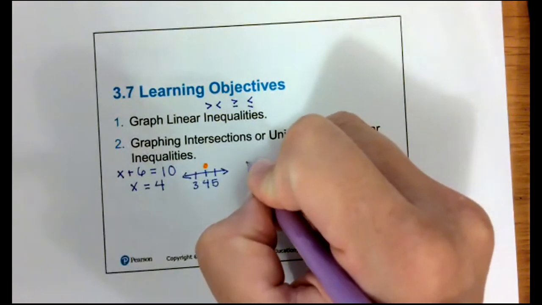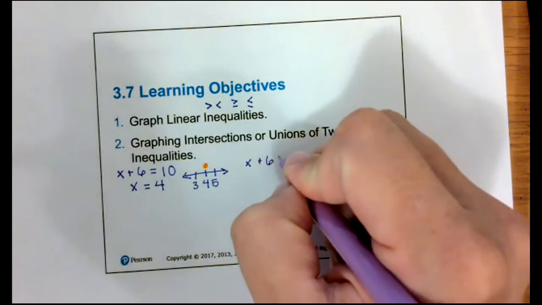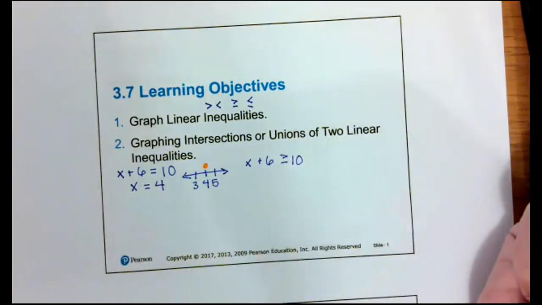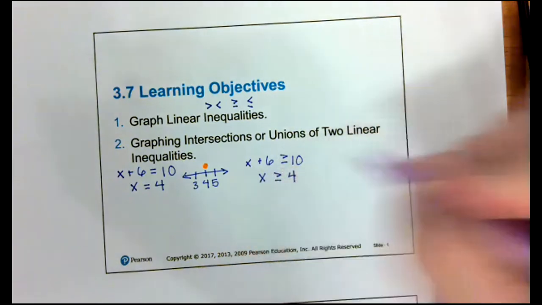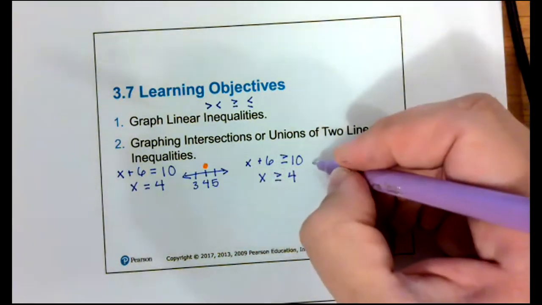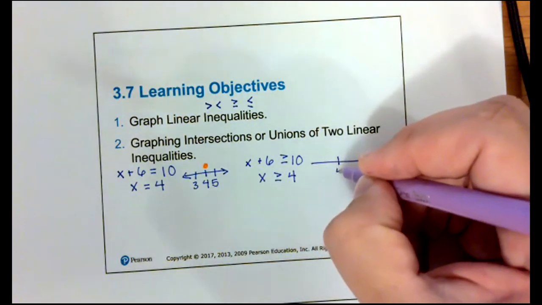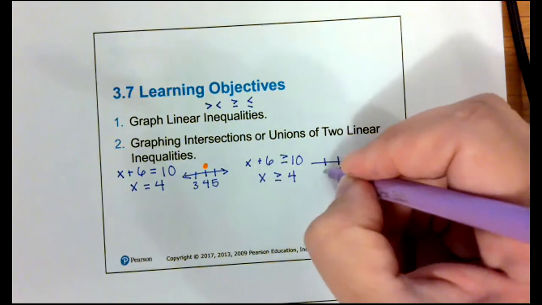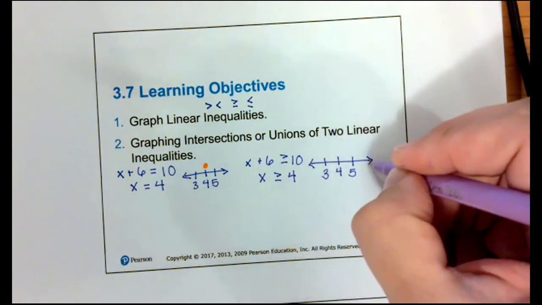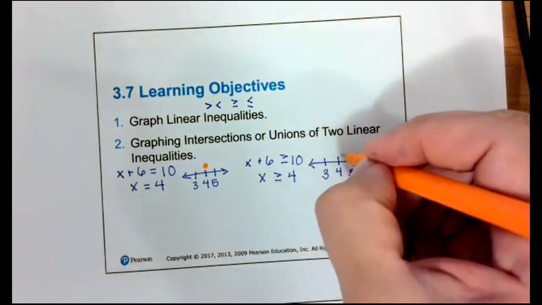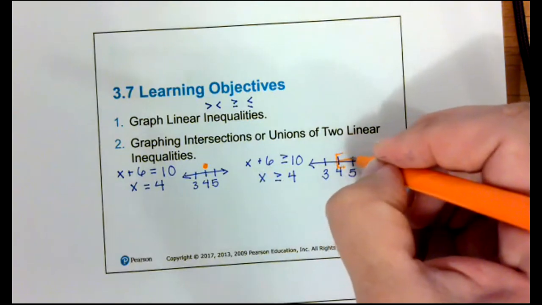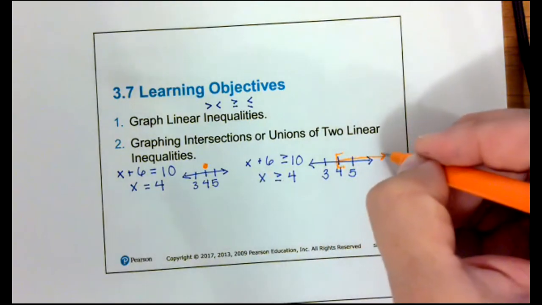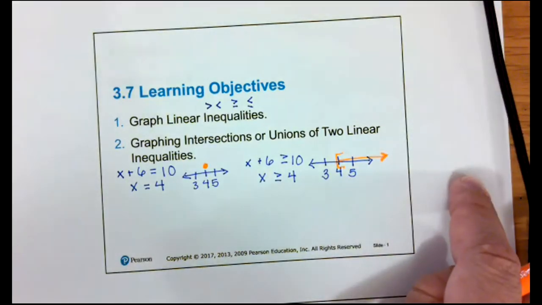x plus 6 is greater than or equal to 10, my answer would then change to x is greater than or equal to 4, right? To graph this one, it looks a little bit different, right? We make the bracket because it includes the 4. We make the bracket and we draw a line going forever, infinity to the right, right? That's what that looks like.